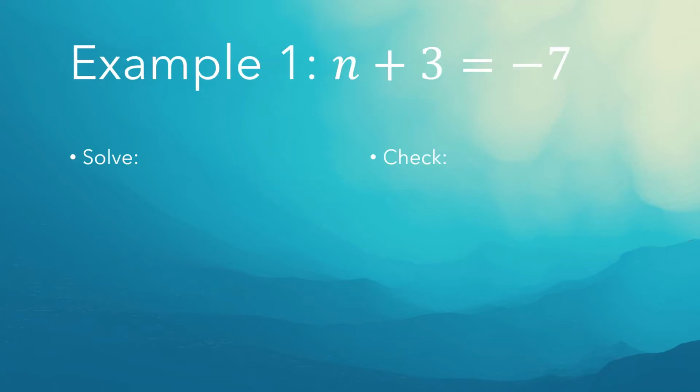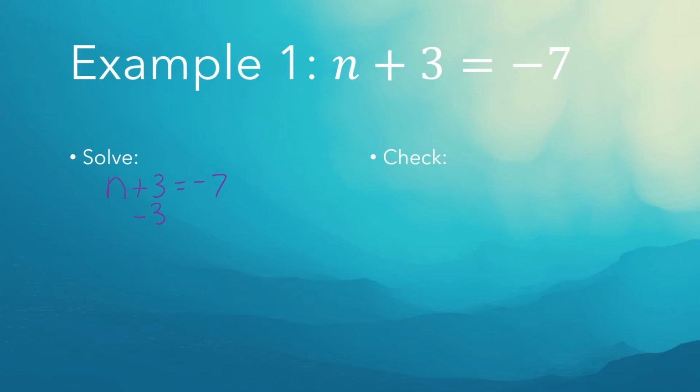Now let's apply this concept to our first example. We have n plus 3 equals negative 7. When we solve equations, we want to get the variable by itself. Because we're adding a 3 to n, we want to use the opposite of addition, which is subtraction. And then we want to subtract the same number we're adding, in this case 3.